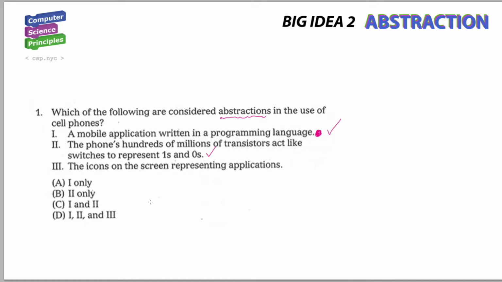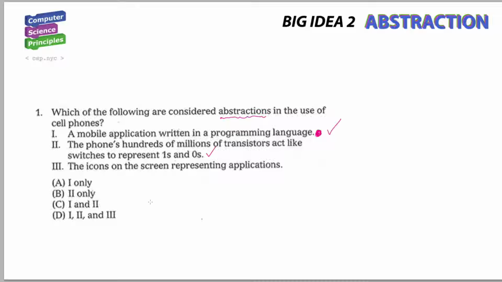And then number 3, the icons on the screen representing the applications. Well, let's think about opening an app without a little thumbnail, without an icon. How would you do it? Very difficult to even imagine that, right? Maybe you would just have pages and pages of code, and then you'd have to select part of the code, which would be impossible, and it wouldn't make apps as easy.